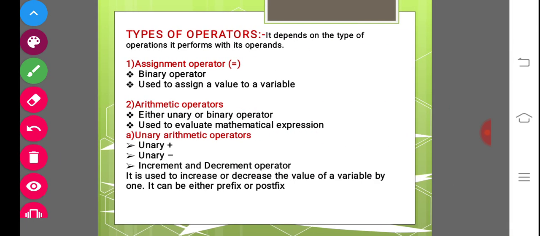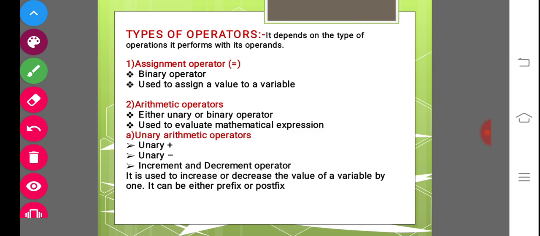In the next slide, introduction of types of operators. Types of operators depend on the types of operations. Types of operations means whether the operators are performing logical operation, relational operation, or arithmetic operations. So operators are classified on the types of operations.